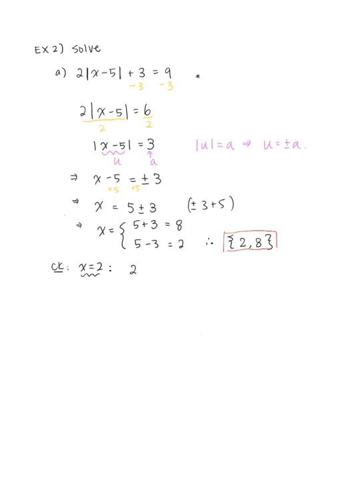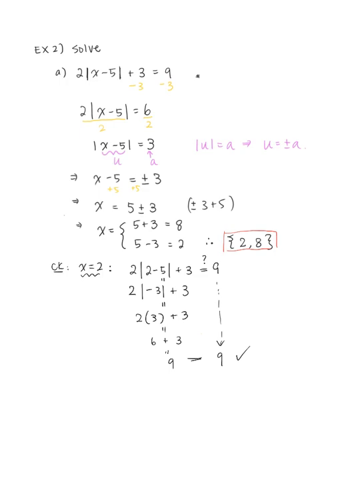So that implies that we're going to have 2 times the absolute value of 2 minus 5, plus 3. Is it going to equal 9? That's what you need to be asking. So let's check. 2 times the absolute value of 2 minus 5 is negative 3, and then plus 3. Absolute value of negative 3 is 3, and then plus 3. So 2 times 3, 6 plus 3, which is 9, which checks with this 9. So 2 is definitely a solution.